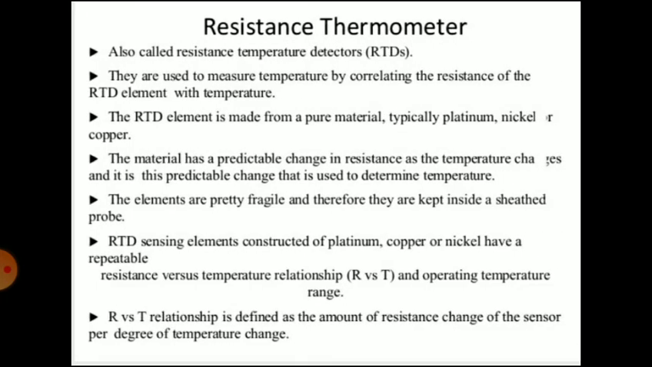So resistance thermometers, also called resistance temperature detectors, are used to measure temperature by correlating the resistance of an RTD element with temperature. The materials that are generally used are platinum, nickel and copper. The material has a predictable change in resistance as the temperature changes, and these predictable changes are used to determine the temperature.